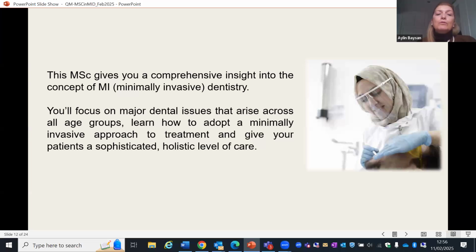The MSc will give you a comprehensive insight into the concept of MI dentistry. So you will focus on major dental issues, and I will share with you the modules as well, that arise across all age groups. As I mentioned, we have a gerodontology module, so we concentrate on the aging population, which is very significant in the world, isn't it? And then learn how to adopt a minimally invasive approach to treatment and give your patients a sophisticated holistic level of care.